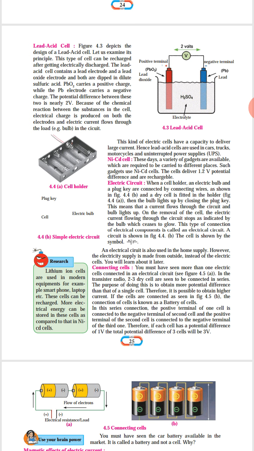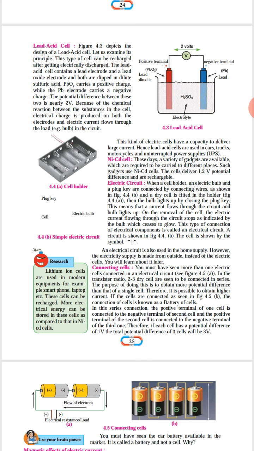Now let us discuss figure 4.4. When the key is open, there is no current in the circuit, hence the bulb does not glow, which is shown in figure 4.4. It is a figure of a simple electric circuit. When the key is closed, a current flows in the circuit, hence the bulb glows. Now figure 4.5 is given as reference. Here 4 cells can be connected in series to obtain more potential difference.